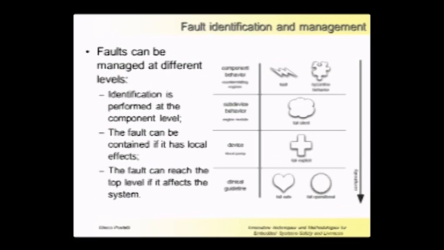Now let's move to another important aspect of embedded systems, that is fault tolerance and fault management. A fault can be managed at different levels, because a simple fault in a component at a lower level can propagate through the whole system. So we need to provide a means that allows us to both identify faults and to manage them, in order to be effective in fault tolerance and to prevent system deadlocks, for example.